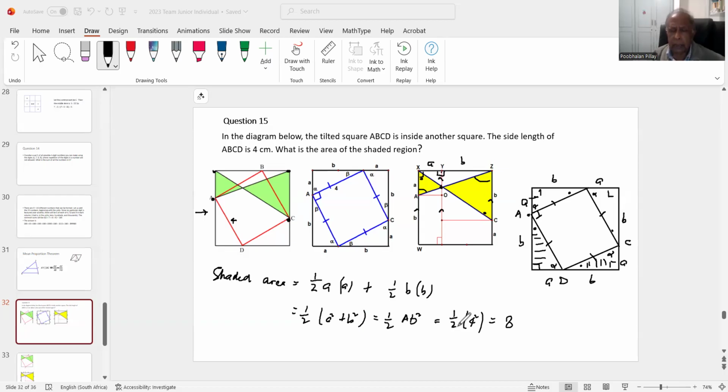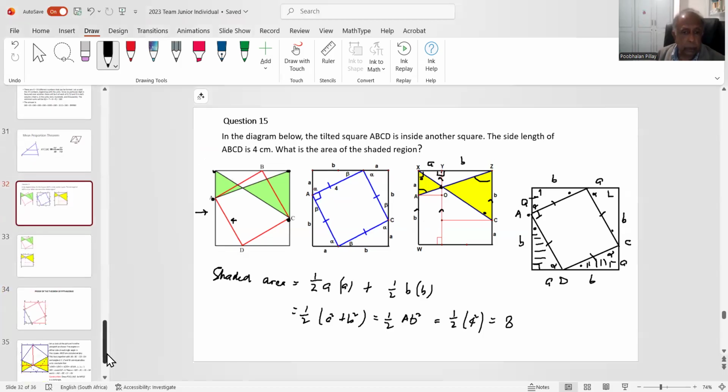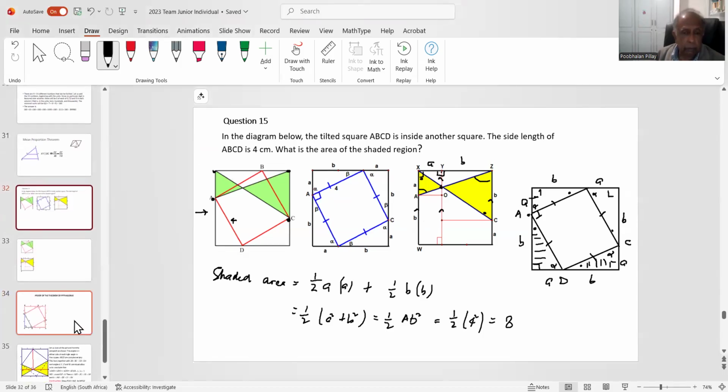Okay, that was quite a challenging problem, and we get to the answer. Now I want to tell you something else. The theorem of Pythagoras, you are told the theorem quite early in your school career, but I don't think anybody cares to actually prove it.